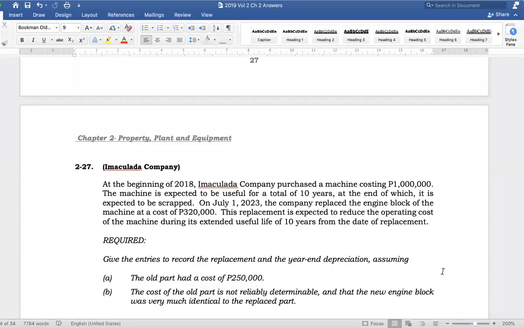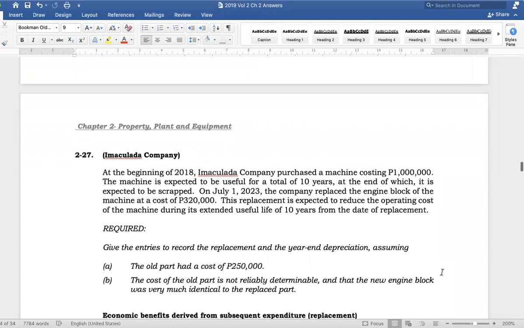We will be answering 2-27 now. The exercises that we are discussing again are taken from Intermediate Accounting Volume 2. So we start with 2-27.